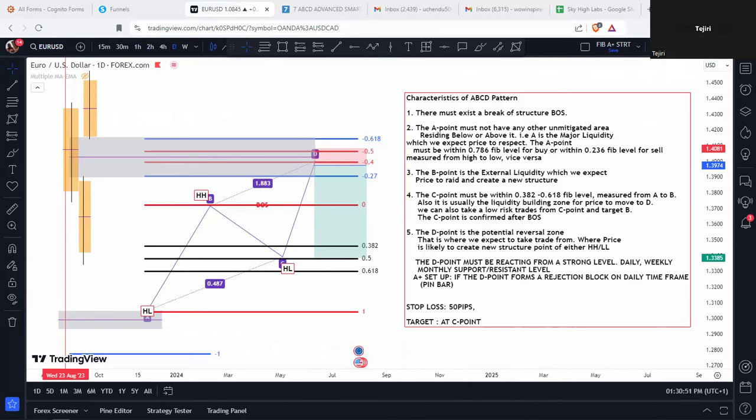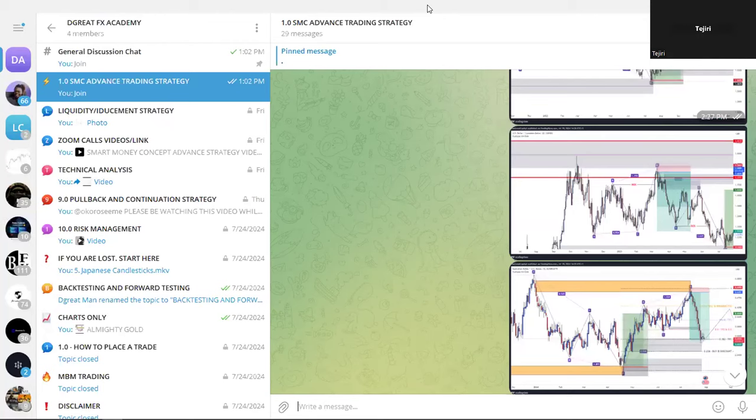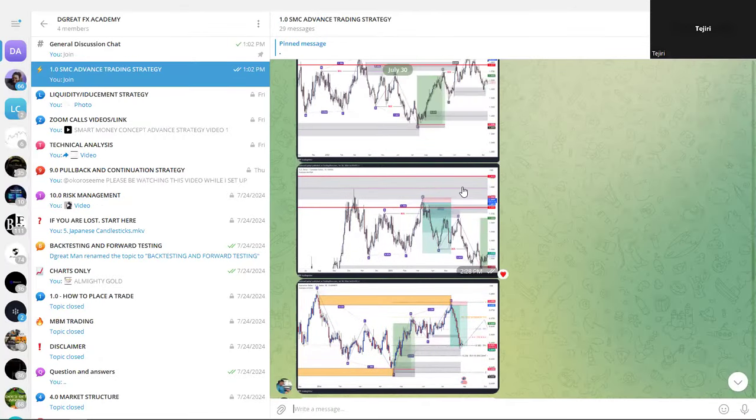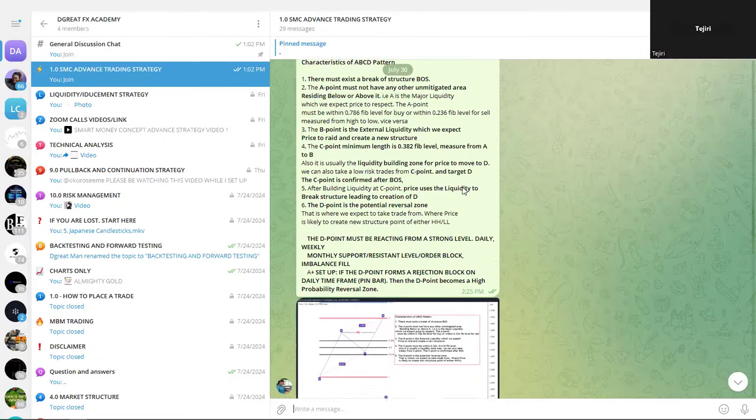I think we can continue. Okay, so let me share. You can see the Telegram bar? Yes.